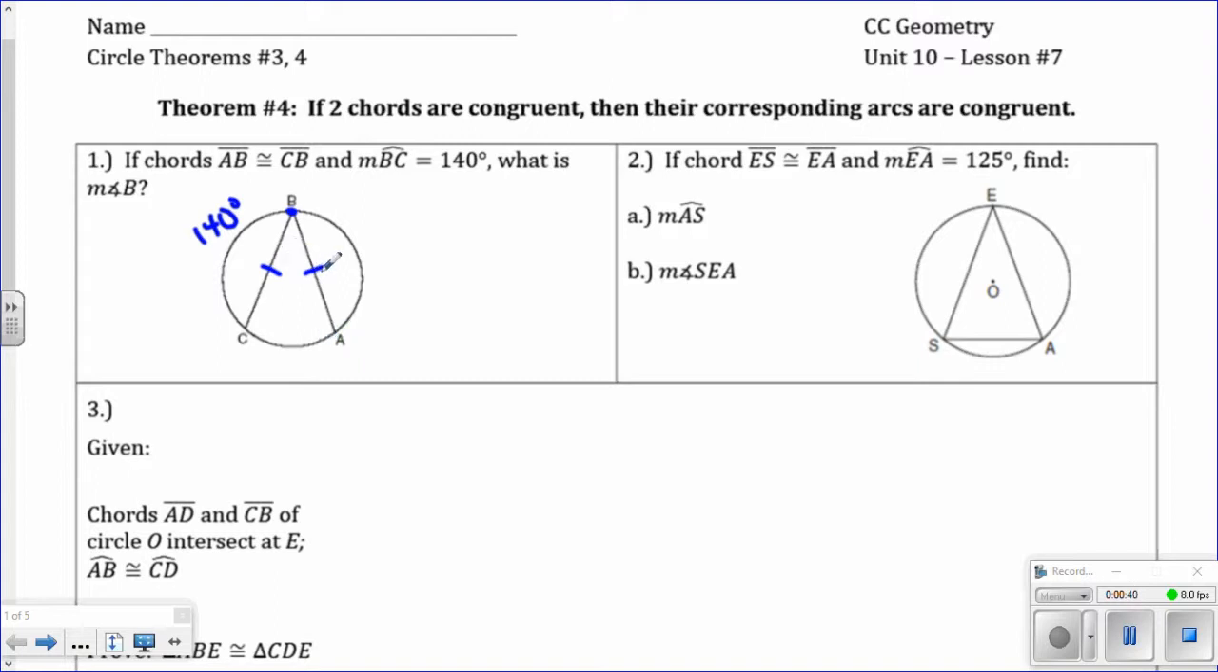Because these two chords are congruent, if arc BC is 140, then arc BA is also 140. So using that theorem for it. We know that the outside of a circle is 360 degrees, so if we add those 140s together, we get 280. 360 minus 280 gives you 80 degrees. That's the degree measure of arc CA. And then because angle B is an inscribed angle, we are going to take half of the intercepted arc. So we're going to take half of arc CA, and half of 80 degrees is 40 degrees.